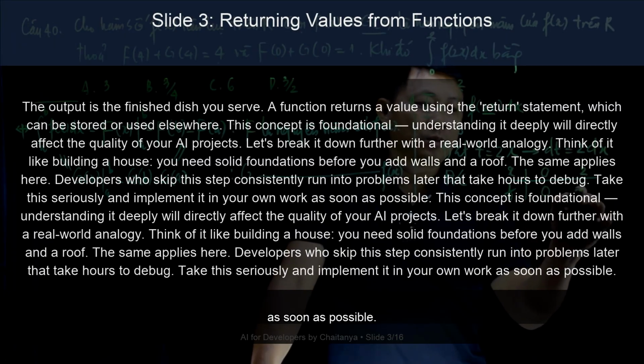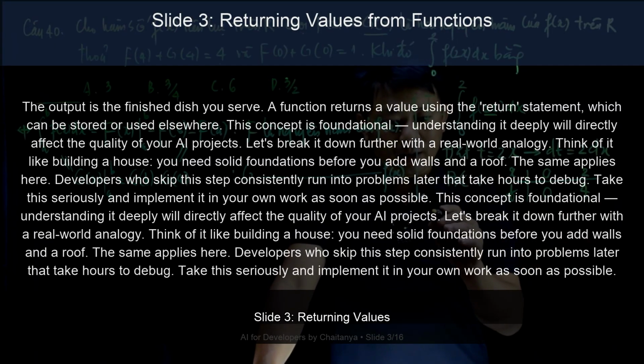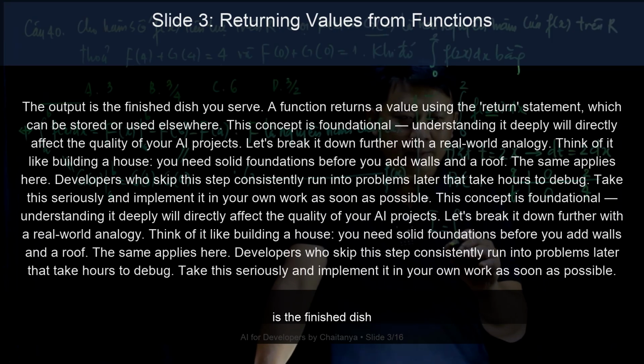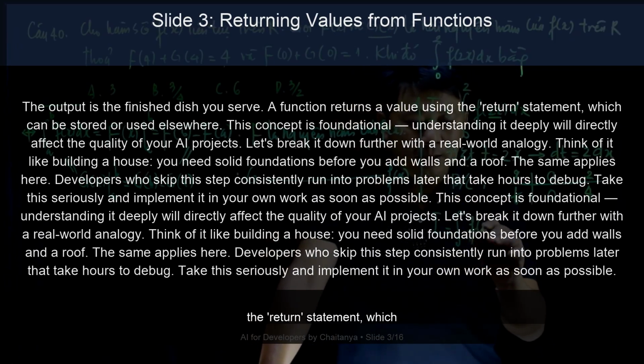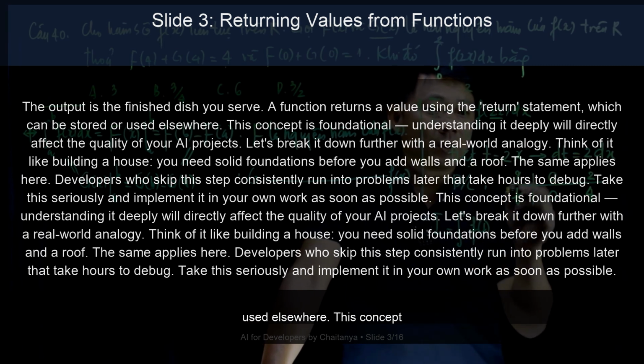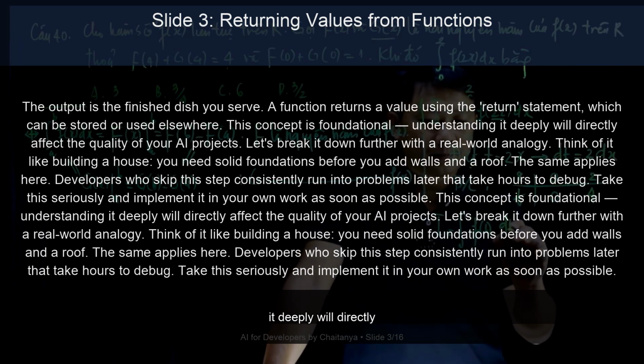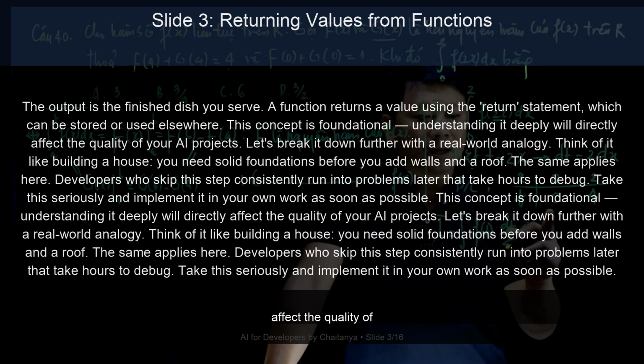Slide 3. Returning values from functions. The output is the finished dish you serve. A function returns a value using the return statement, which can be stored or used elsewhere. This concept is foundational. Understanding it deeply will directly affect the quality of your AI projects.